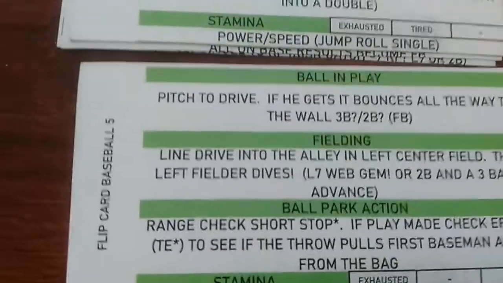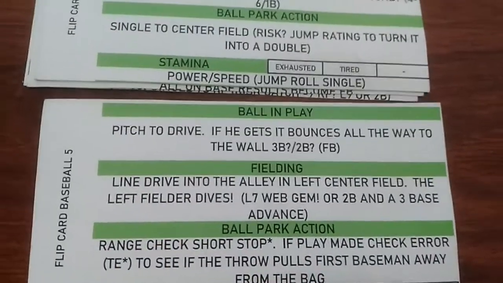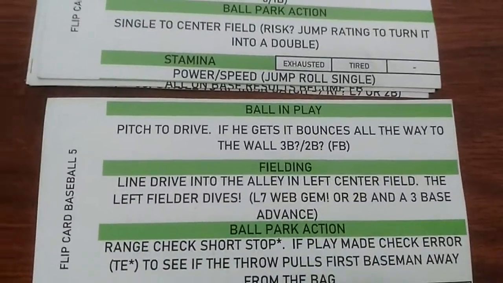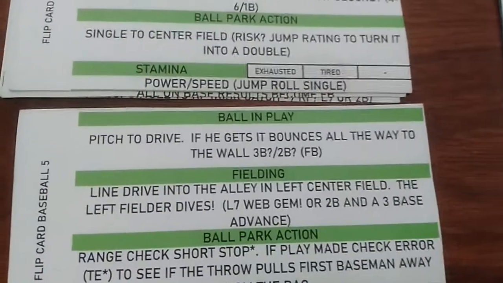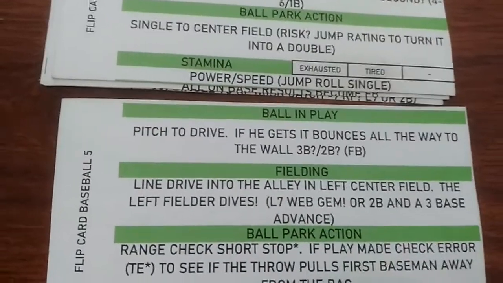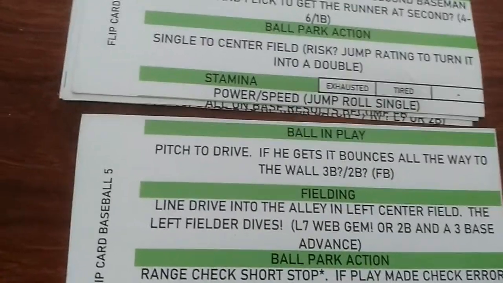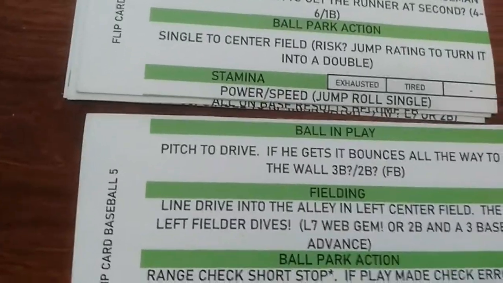The one underneath is a little bit more conditional. So he's getting a pitch to drive, and if he gets it, it's going to bounce all the way to the wall. We first check the batter's triple rating. Now, Frank Thomas has got no triple rating. I'll see if I can find Kenny Lofton.